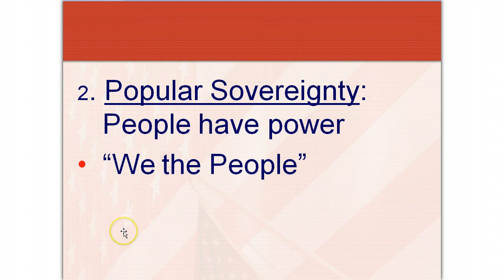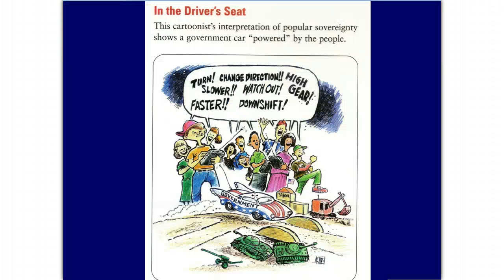The next concept is popular sovereignty. Popular refers to the people, sovereignty refers to having power, so it means people have power. We know this is the case from the phrase "we the people" that starts the Constitution. Here is a graphic that illustrates this.